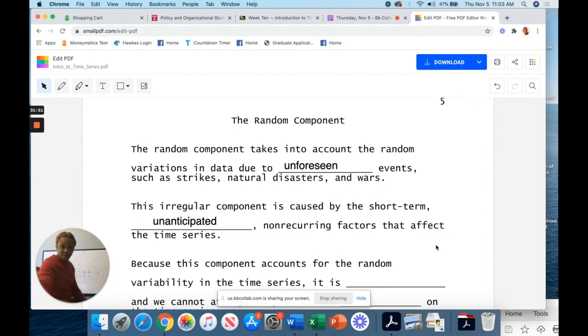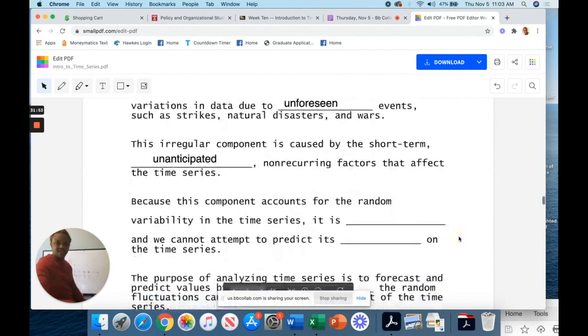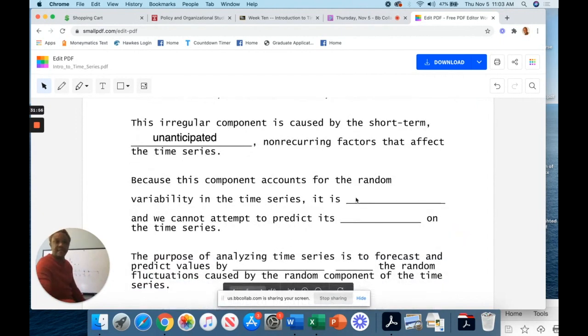All right, so because this component accounts for the random variability, it is unpredictable, and we cannot attempt to predict its effect on the series.